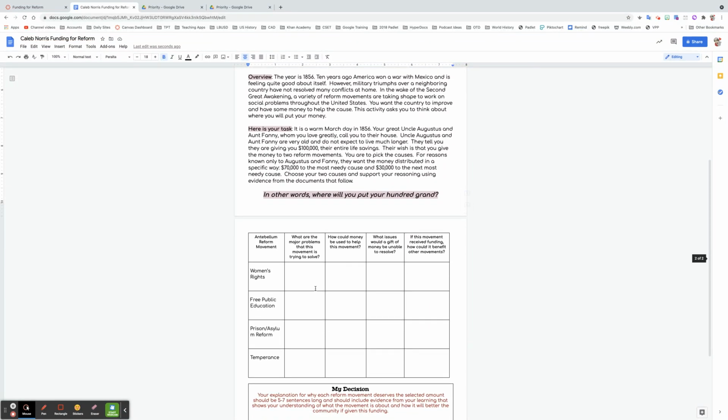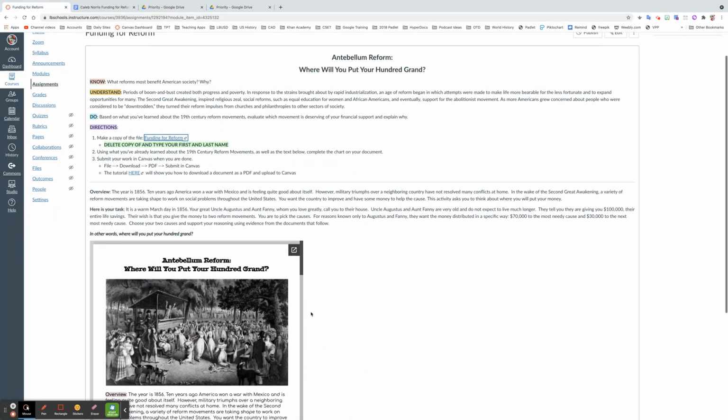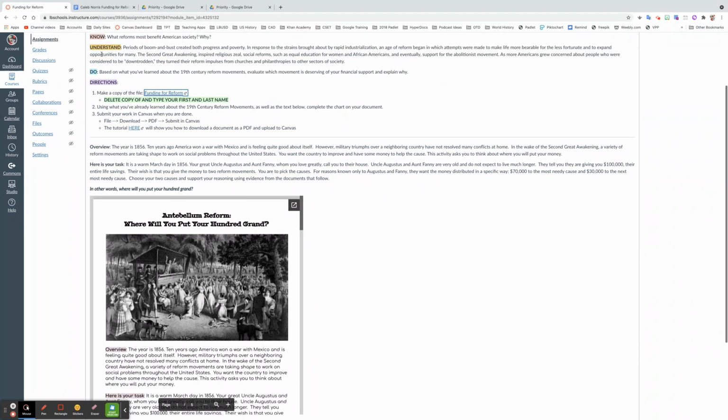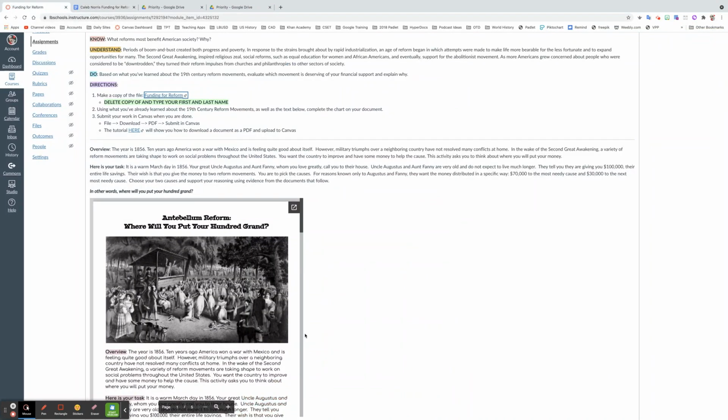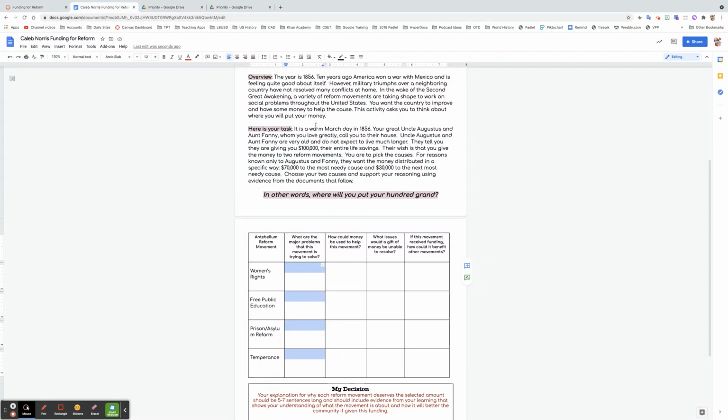So again, here we have those 4 movements from your learning last week, as well as the ones that are further supported from this PDF at the bottom of your assignment. Okay, so in the first column here, what are the major problems that this movement is trying to solve? So what did you learn about each of these movements? And again, you can go back to the assignment that we did last week if that will help you, or you can refer to this document here, okay? But basically, what were the problems that were happening in America that each of these movements were trying to resolve?